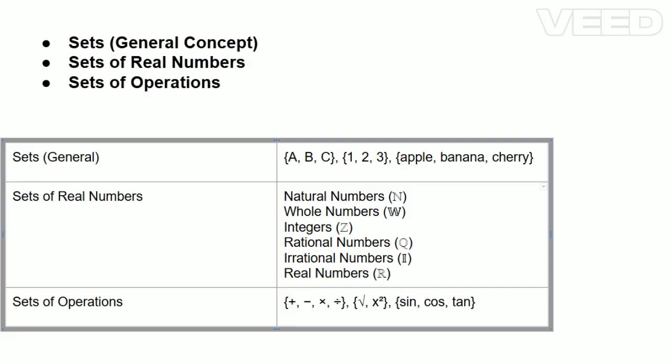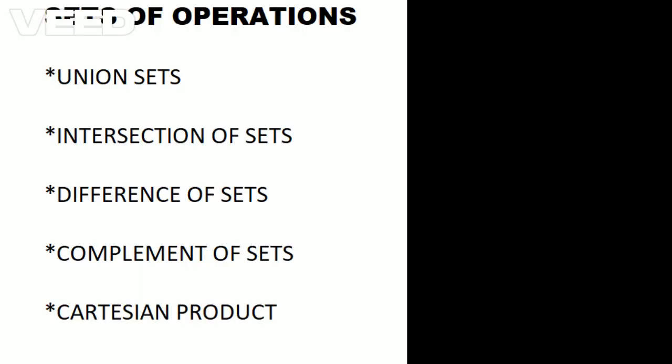When we talk about sets of real numbers, we're specifically looking at how the vast collection of real numbers, those that can be plotted on a number line, are categorized. This includes natural numbers, integers, rational numbers, and irrational numbers. So today we're going to see the concept of set operations, namely union of sets, intersection of sets, difference of sets, complement of sets, and Cartesian product.